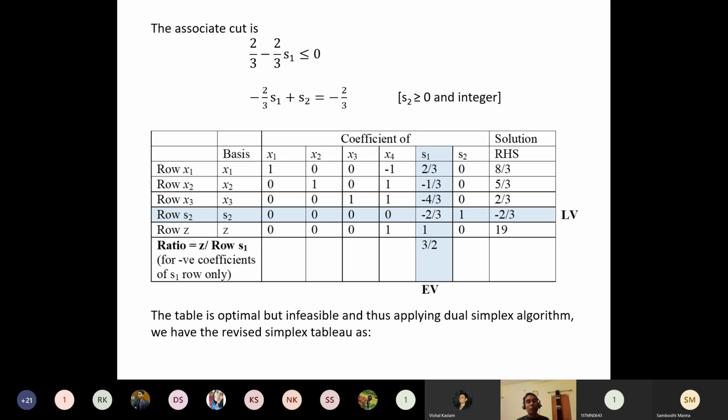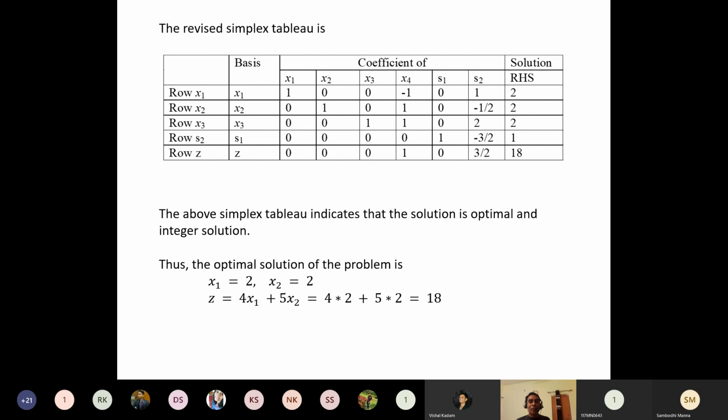And again the similar transformation we have to do. New pivot row is the old pivot row divided by the pivot coefficient, and this is 0, 0, 0. This is 1, this is minus 3 by 2, and this is 1. And all other rows are equal to the old row minus pivot column coefficient into new pivot row. So if we derive this table, we can get after that.